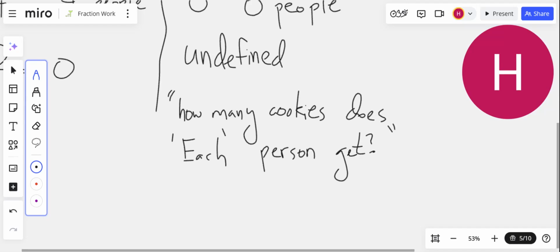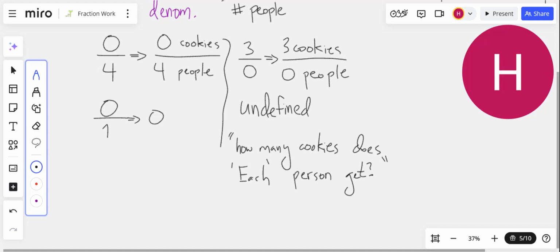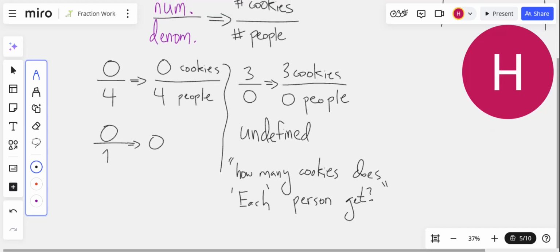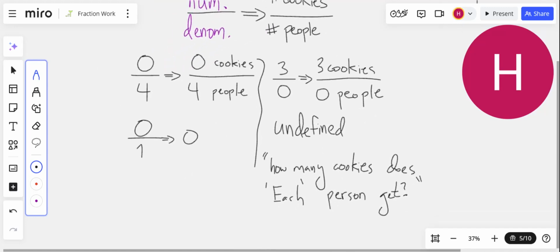Remember, when we're evaluating a fraction, we're basically answering the question, how many cookies, which is the numerator, does each person get? So we're dividing those cookies by some people. Okay, so this allows you to understand some of the basics behind fractions.